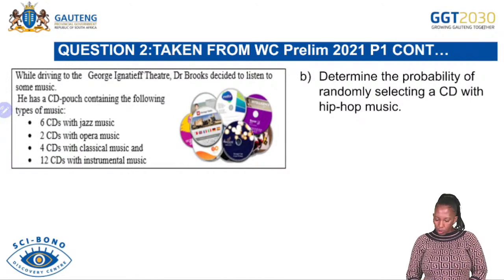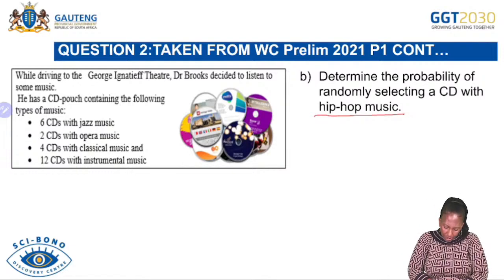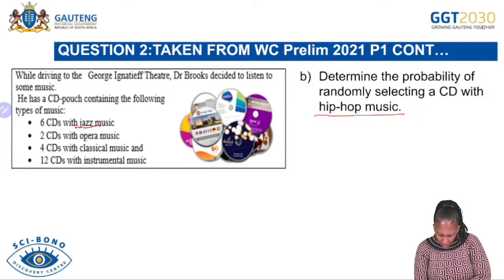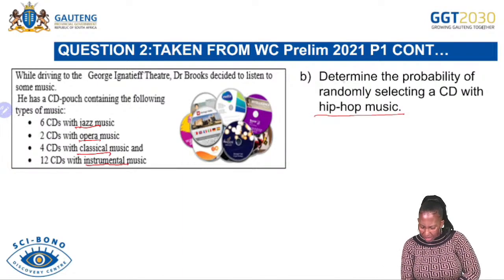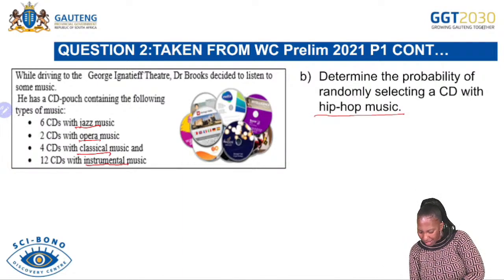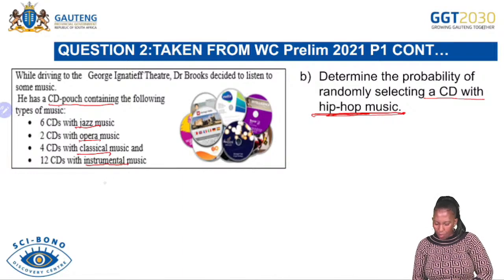Now with number B, it says determine the probability of randomly selecting a CD with hip-hop music. How? Let's have a look here. Do we see any hip-hop? I can see jazz music, opera, classical, and instrumental. I don't see any hip-hop. And the question says, determine the probability of randomly selecting a CD with hip-hop music. So looking at the CD pouch of Dr. Brooks, I don't see any hip-hop music.